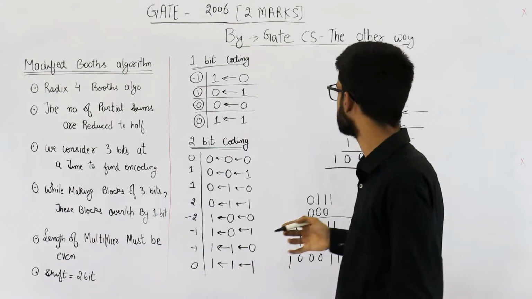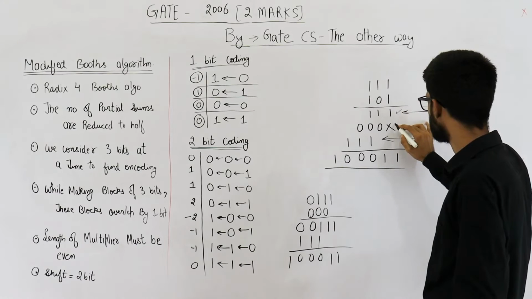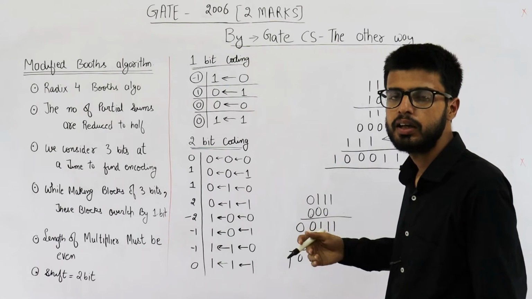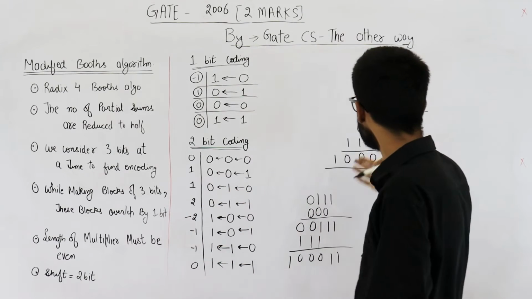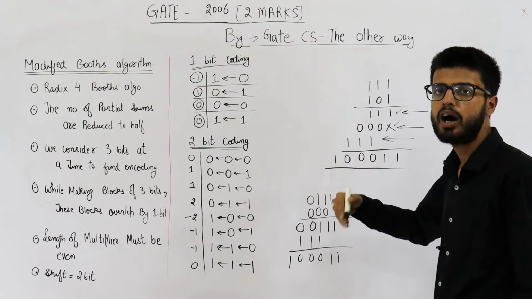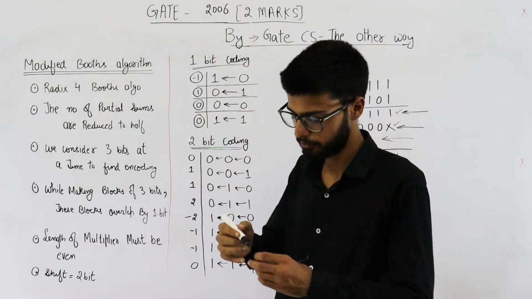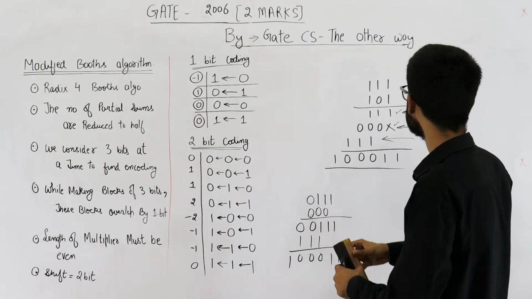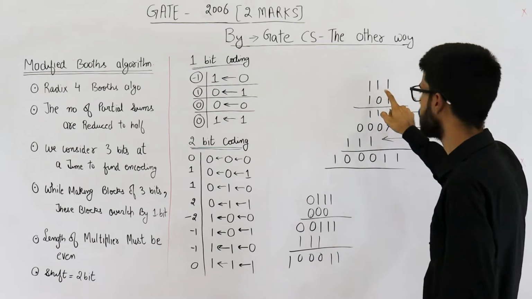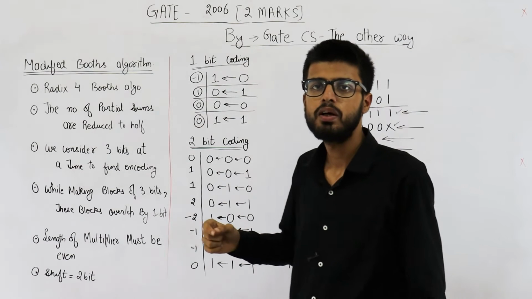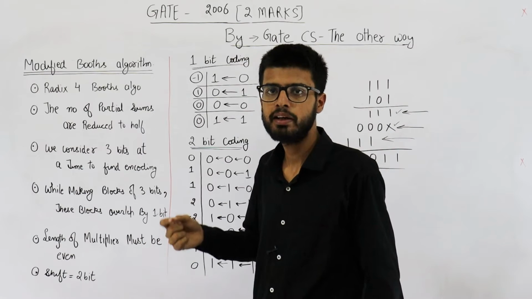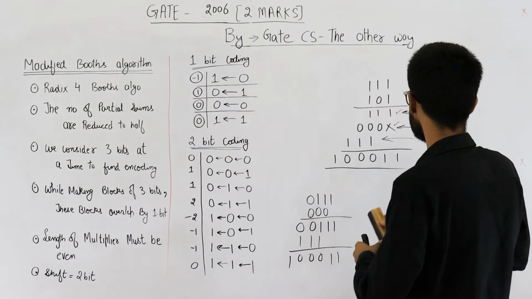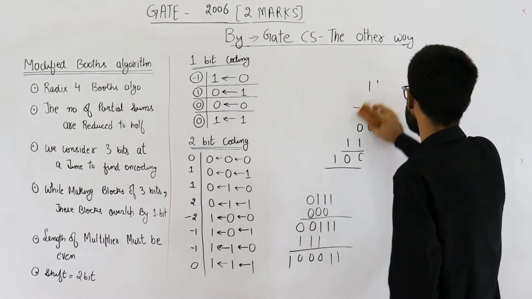So Booth's algorithm generates these partial products in a better way and then performs addition after shifting them one by one. In Booth's algorithm, instead of keeping this multiplier as it is, we convert this multiplier into something called Booth's code. Okay, let's see the process.